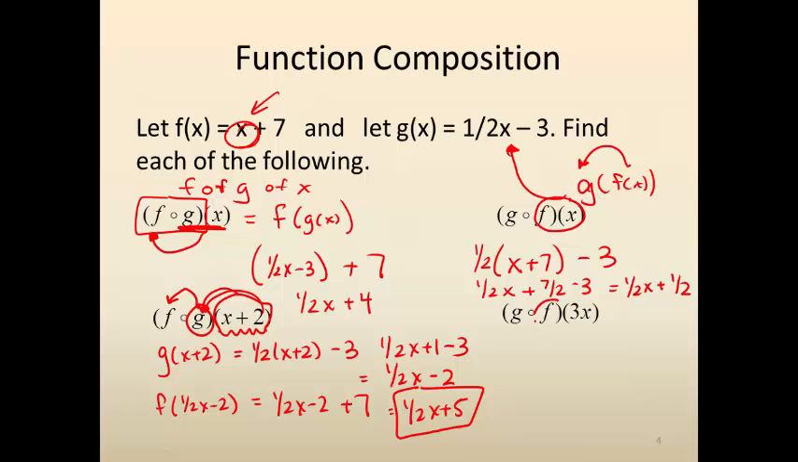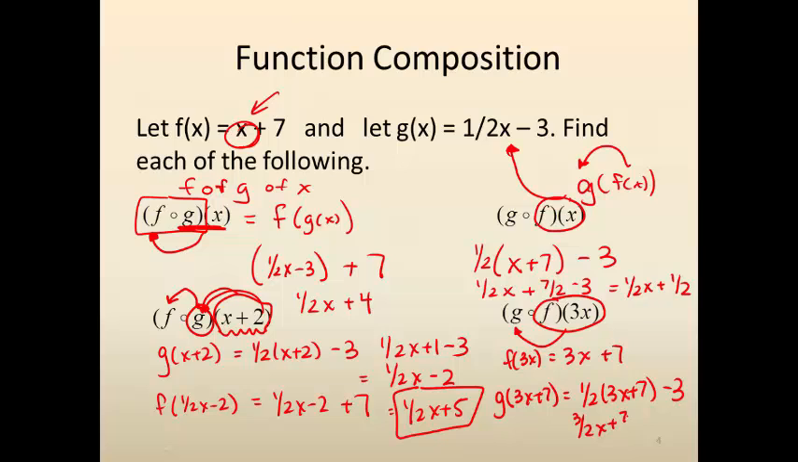Same thing for this idea. I start in the back, and whatever I get for f of 3x, I put that into g. So I start with f of 3x, which means 3x replaces the x plus 7. That's it. And I take that and I put that into the g function. So I have 1/2 times 3x plus 7 minus 3. That gives me 3/2 x plus 7/2 minus 3. I'm almost running out of room. That should be 3/2 x plus a half.